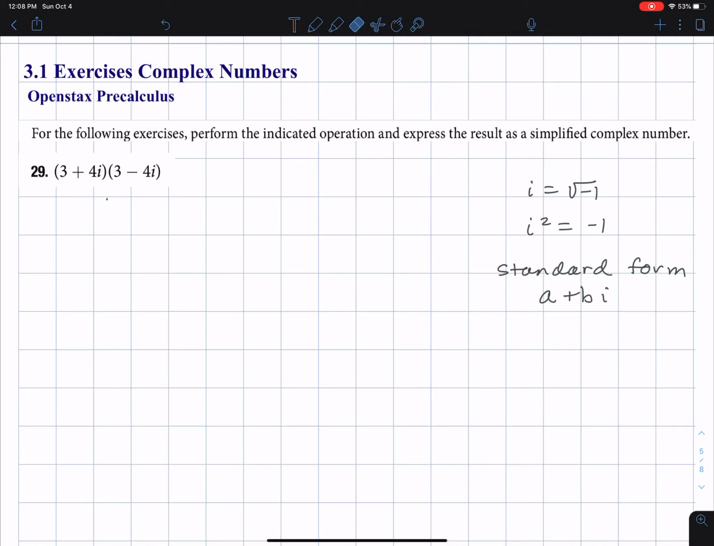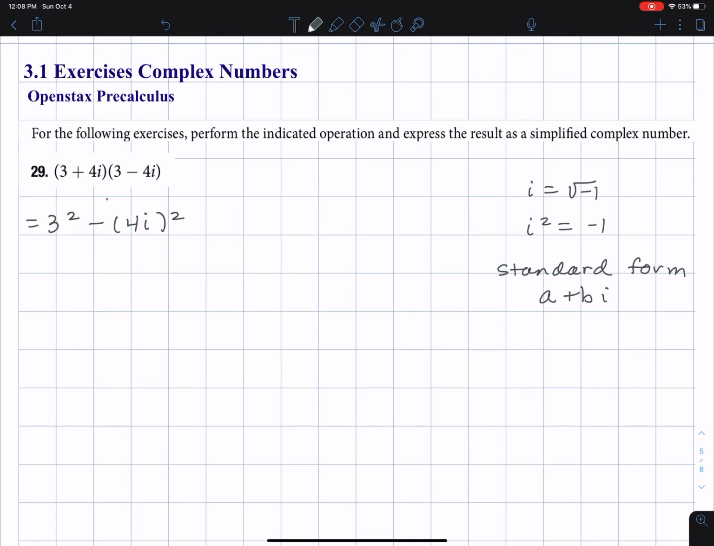I'm using the same steps and properties a lot of times as the steps I would use if I had i as a variable like x, instead of the imaginary unit. All right, now the thing is I can see that this becomes 3 squared minus 4i squared. That's just from our formula of a plus b times a minus b. But I have i here.